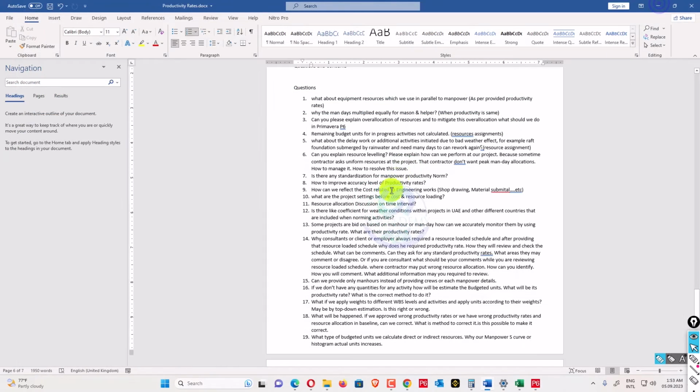So the next question is, is there any coefficient for weather?